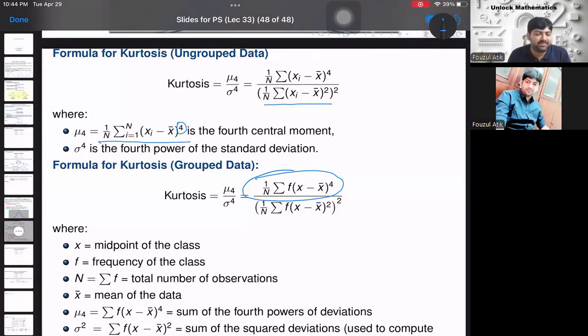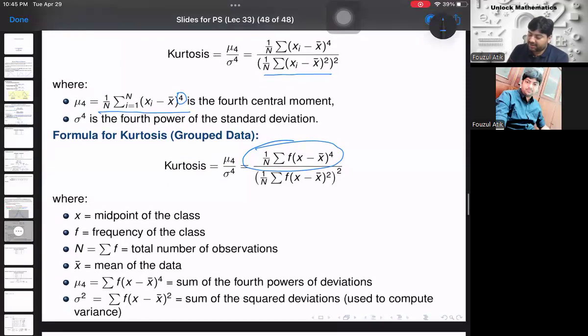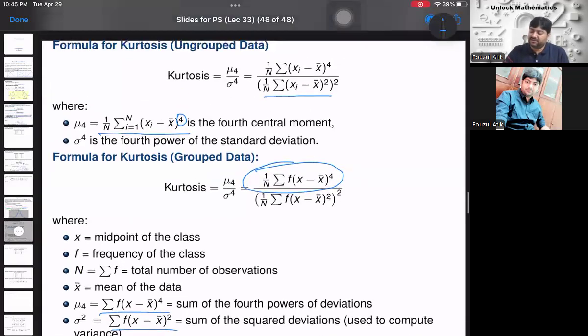What is this x? X is the midpoint of each of the classes, because in this case the data will be given as group data. So each interval will have a midpoint. So x is the midpoint of each of the intervals, f is the frequency of that class, n is the total number of observations, x bar is the mean of the data, and mu 4 we already discussed, and sigma square is the variance of the data. Clear? So we can easily get the kurtosis for group data and ungrouped data.